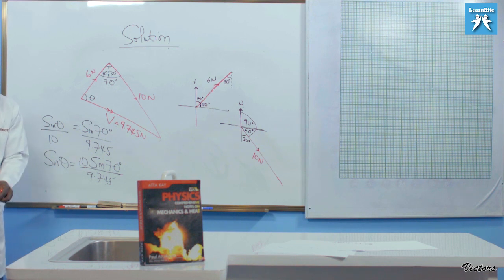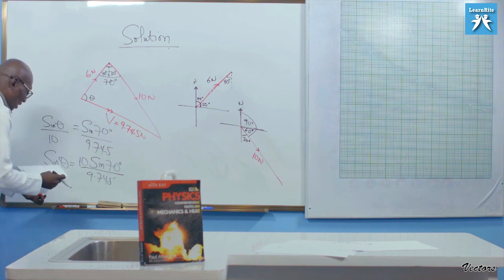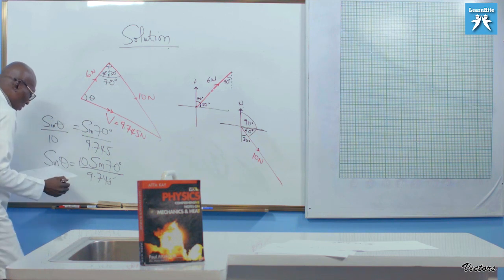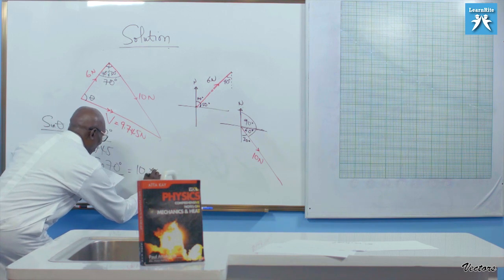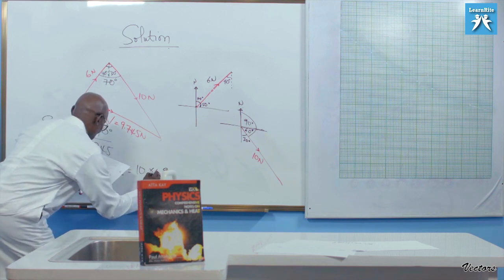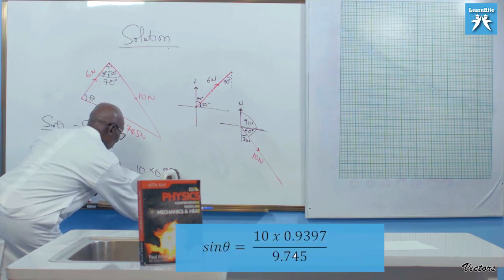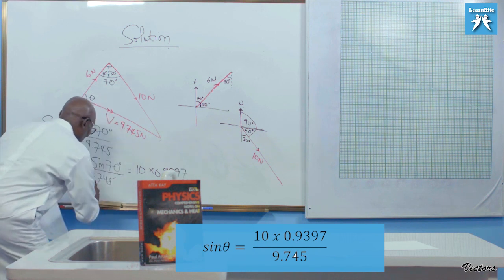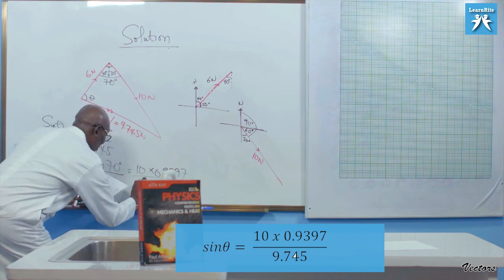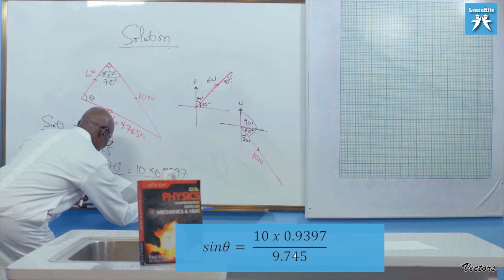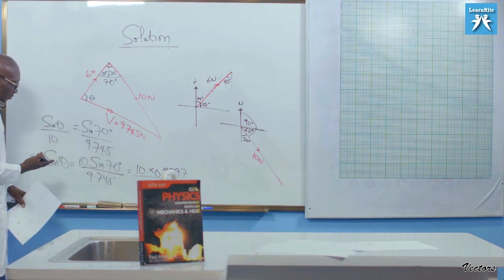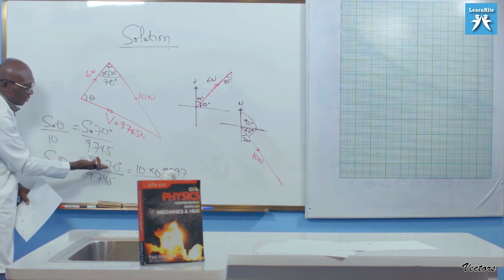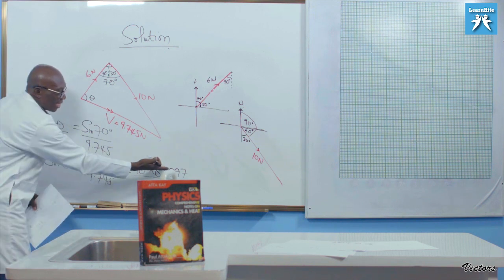All right. And sine of 70. So we have sine of 70 to be 0.9397. Then we divide it by 0.9745. I just substituted the value of sine 70 here, and that is it.